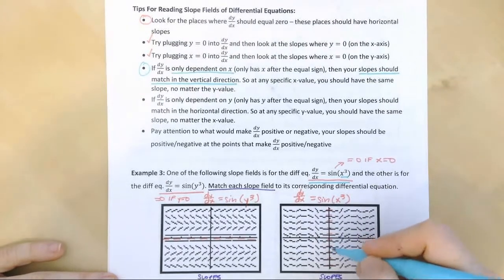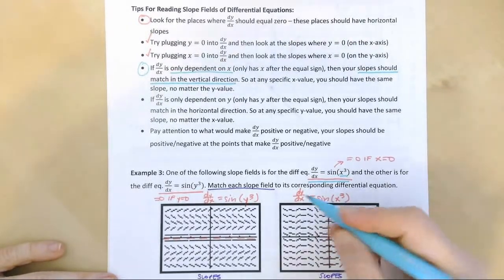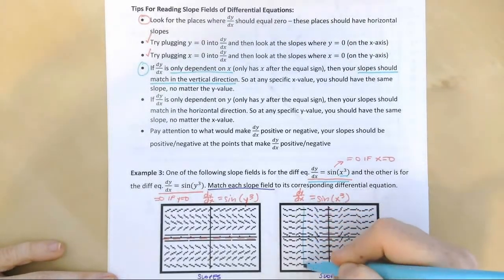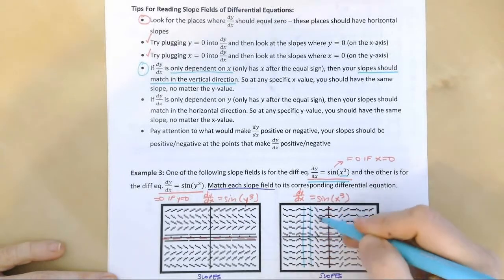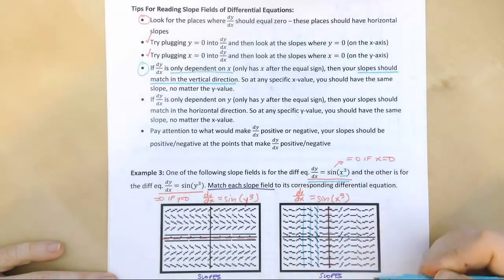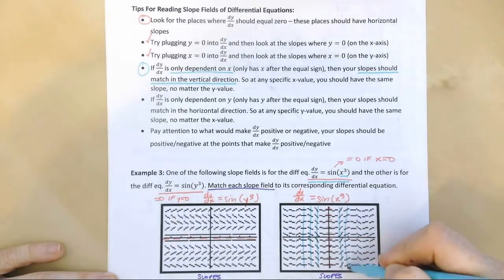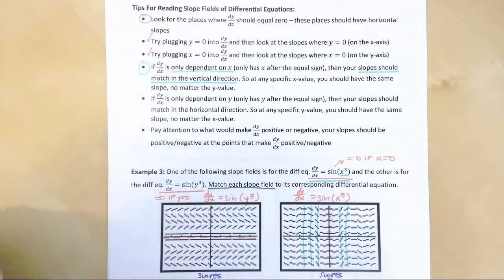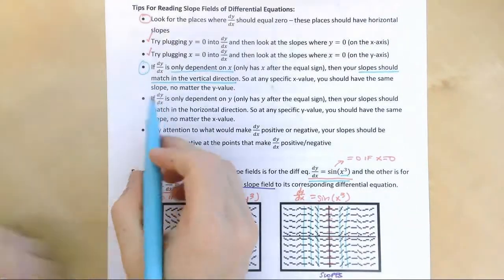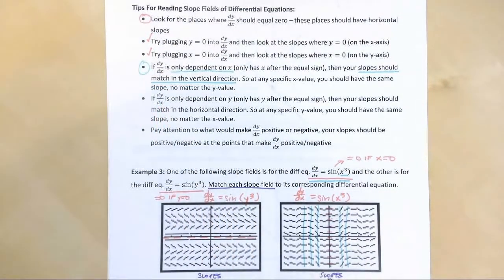So let's look at the one that we said matches sine x cubed. Do our slopes match in the vertical direction? Like if we were to draw vertical lines, are these slopes matching? Yes, they are. These slopes match in the vertical direction.